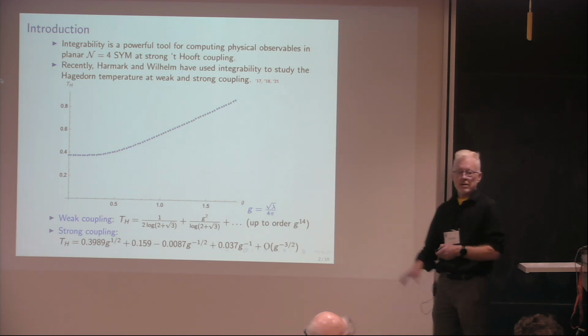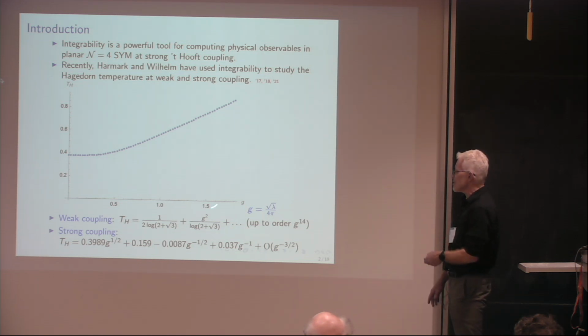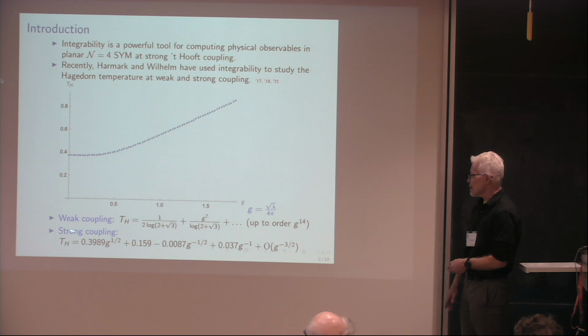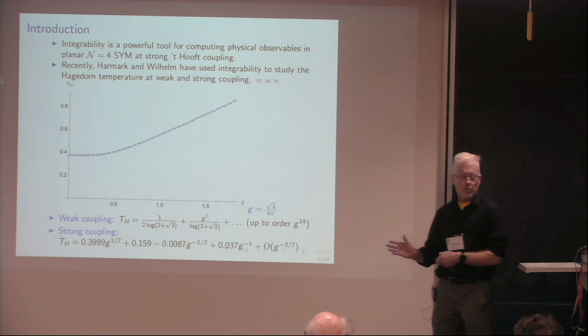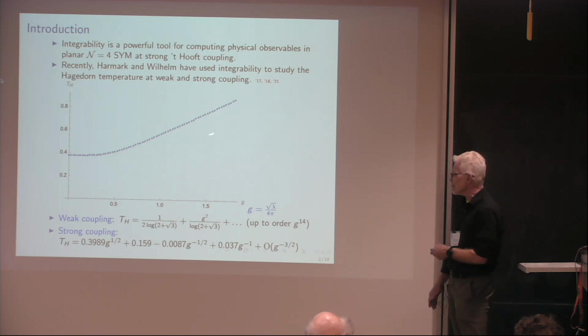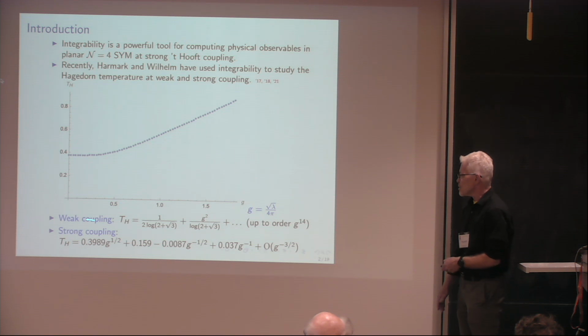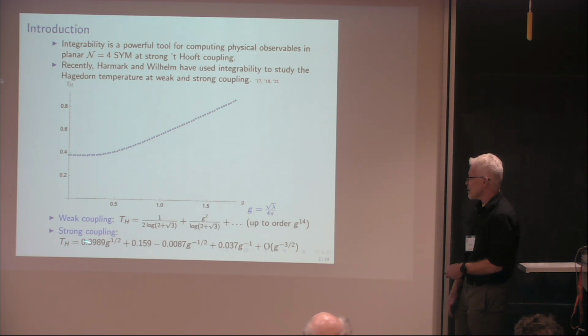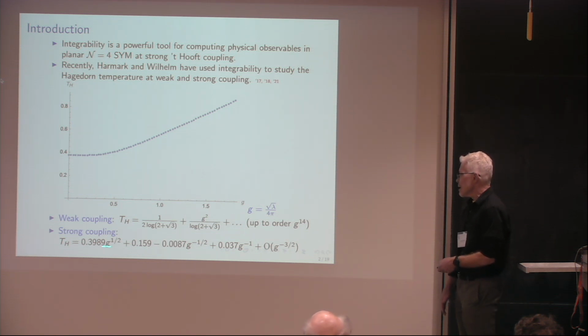But most of this talk is going to focus on the other side, where the coupling is strong. Unfortunately, and it's still the case, that using all these integrability tools, we still really only know how to do things numerically and not analytically. So all the results are basically presented like this. At strong coupling, you find that the Hagedorn temperature has this sort of expansion, and this is what these people found up to this order.